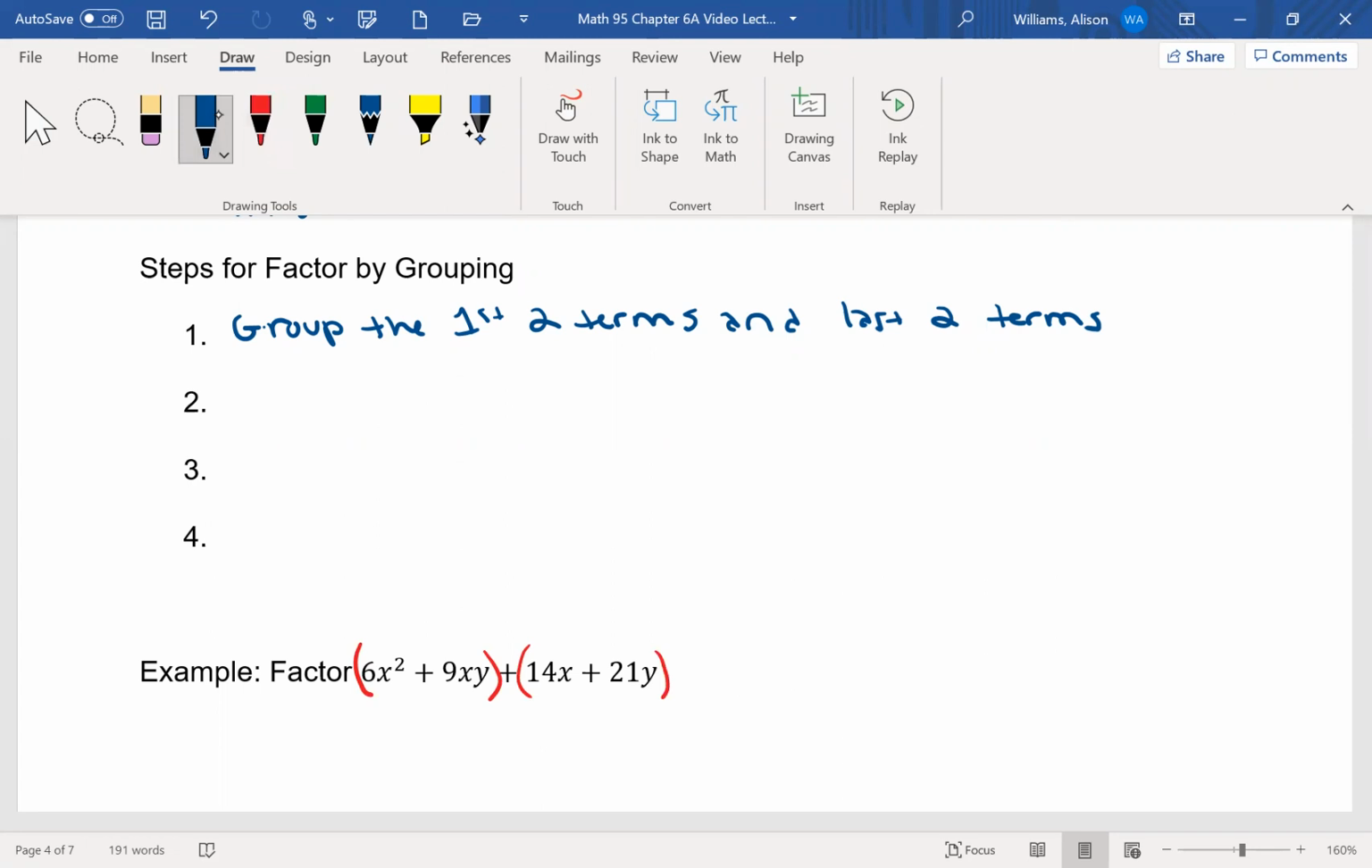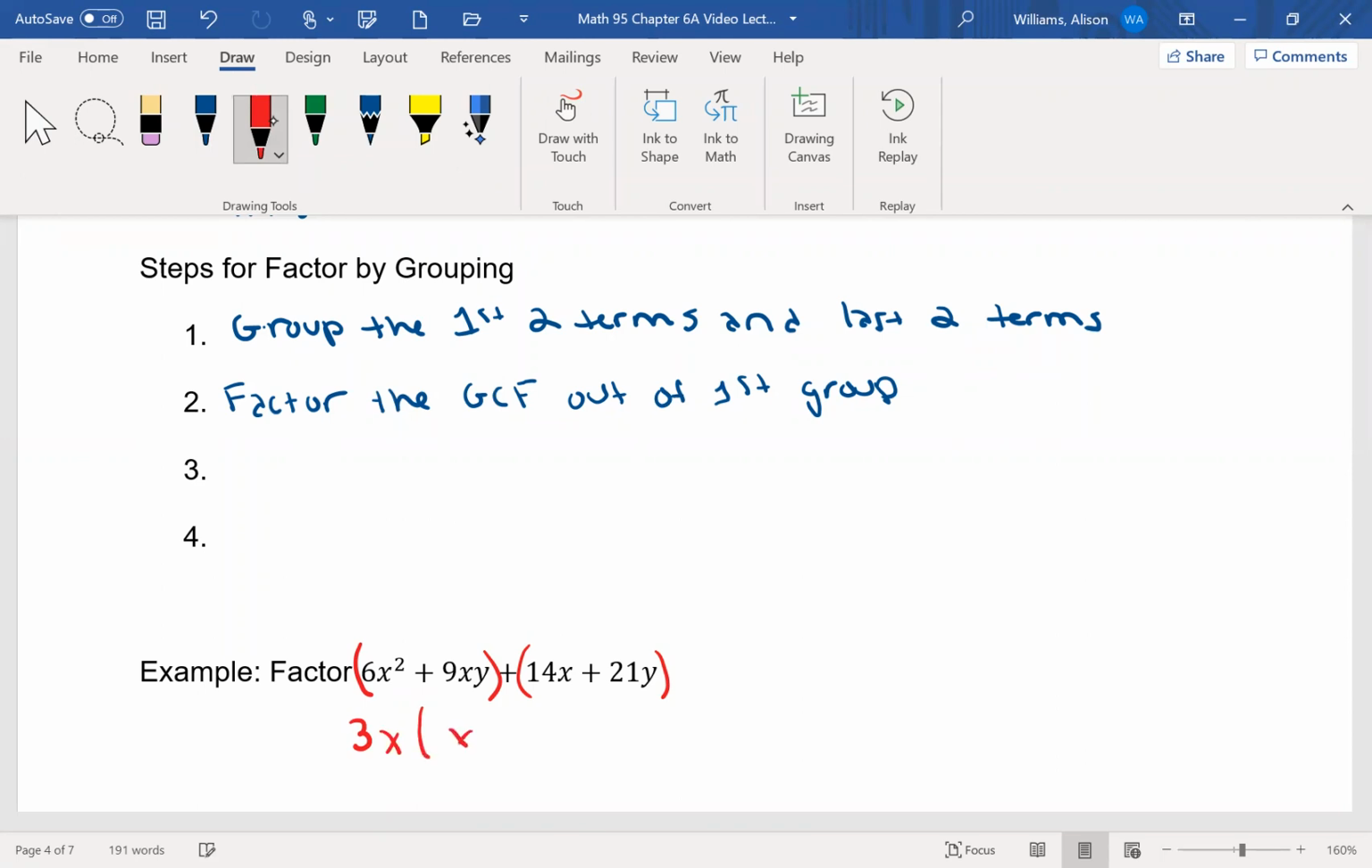Second step, we're going to factor the GCF out of the first group. Looking at this first group of terms, the 6x squared and the 9x, I know that the 6 and the 9 have a 3 in common. They also have an x that I could factor out. So if I factor out 3x, I would be left with x plus 3y.